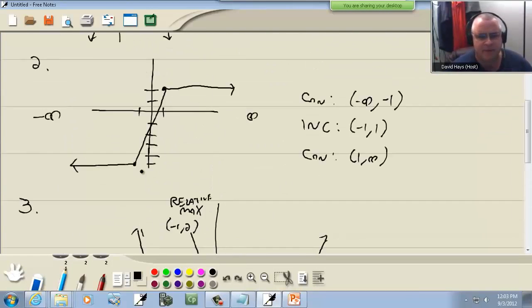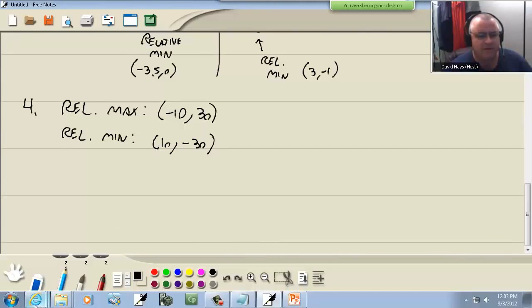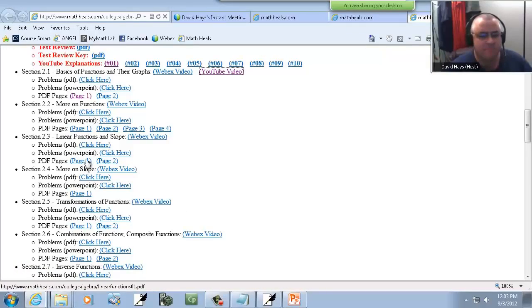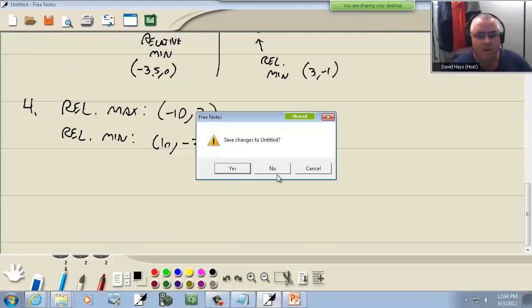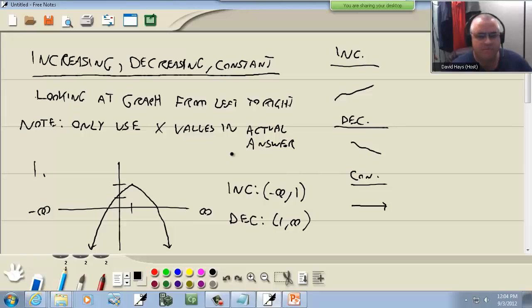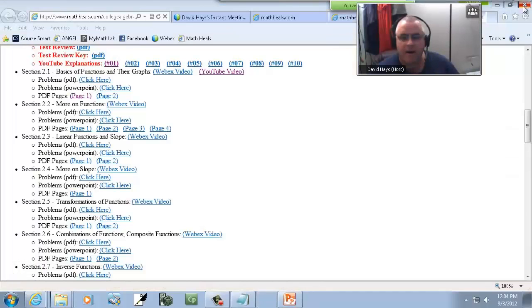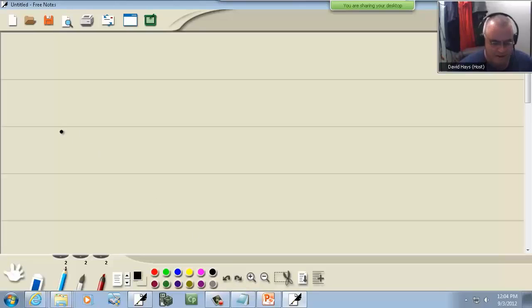Actually, I guess I'm ready to save that page. Actually, I don't need to save it. Pages should already be out there for that one. Let's see, section 2.2, yeah, I got pages out there. And time for my little tablet to blow up. There we go. Okay.